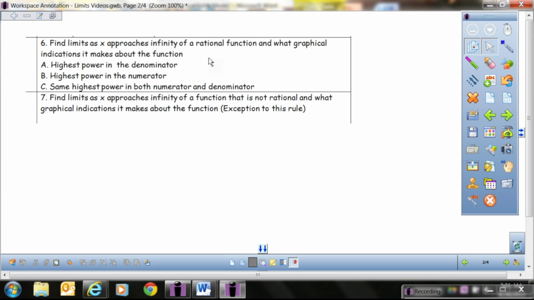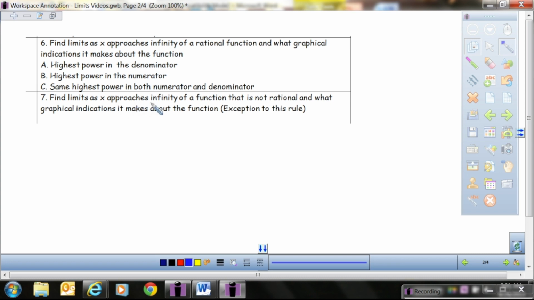So we're going to talk about, I think the most used one, finding a limit of a rational function and what that means about the graph, and then finding the limit as you approach infinity when it's not rational, so how do you figure that out? In finding the limit of a rational function, you have three situations. If the highest power is in the denominator, this is how we're going to think about this.